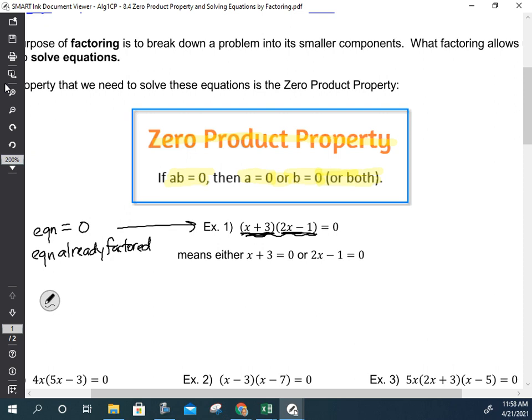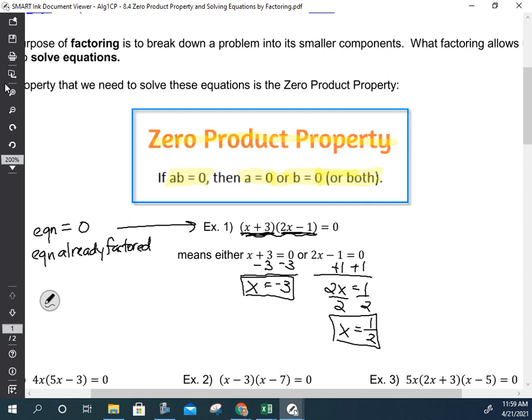x plus 3 equals 0. Subtract 3 on both sides. 2x minus 1 equals 0. Add 1. Divide by 2. I can absolutely guarantee you can solve those out.